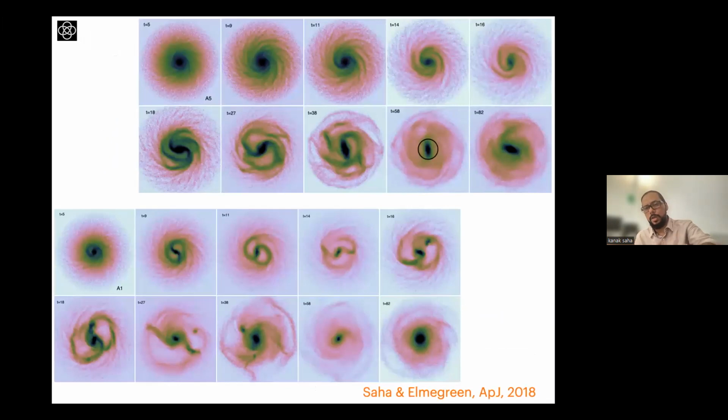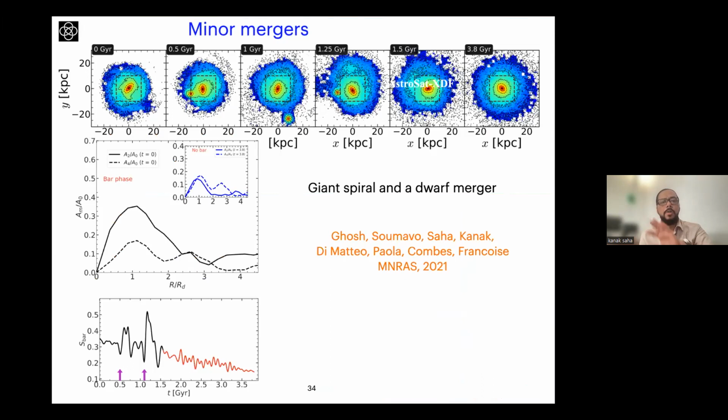Now this has also been tested using GalMer simulations, which we studied using minor mergers, done by my postdoc, Soumabrata Ghosh. In this case, you can see a merger between a giant spiral, which is initially barred, and a dwarf galaxy, which is initially at 100 kpc. It comes and merges. So this is a typical minor merger sample.